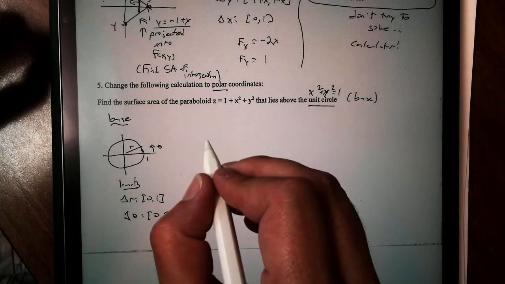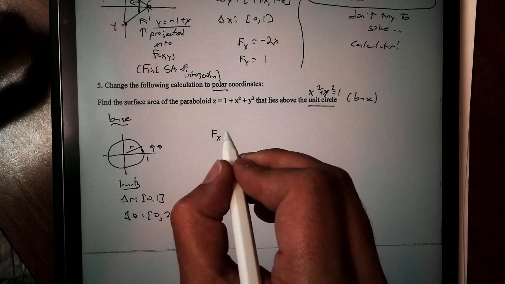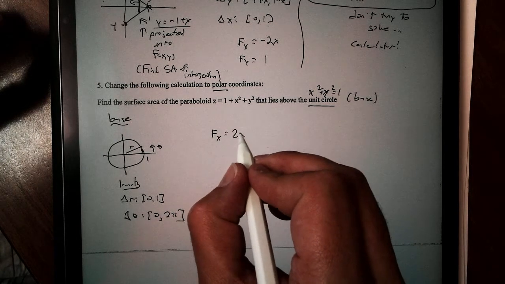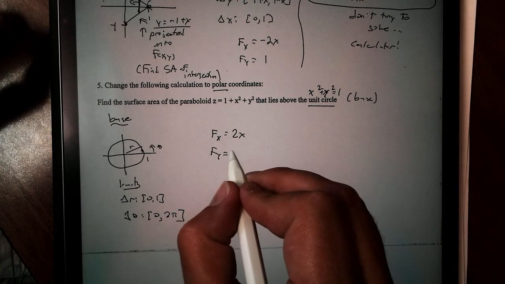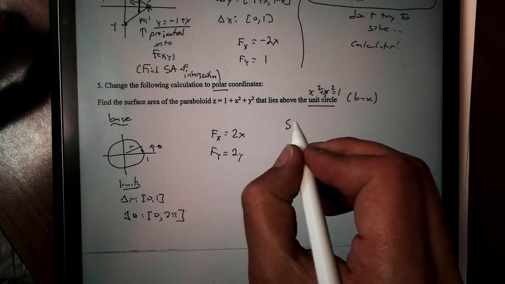Okay, we're going to need our partials. I feel like I'm going to jail. We need partials. Partial fingerprints. Okay, 2x, the partial with respect to y, 2y. And now I can find my surface area.